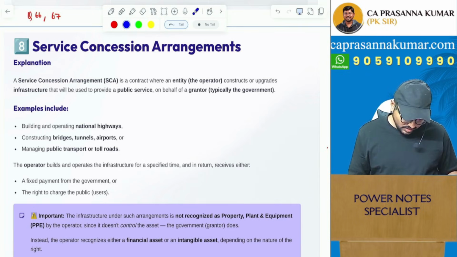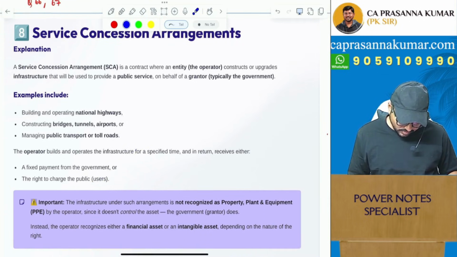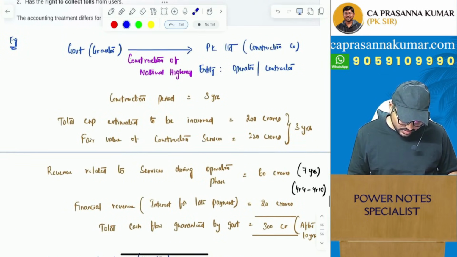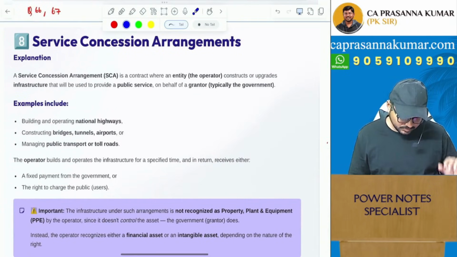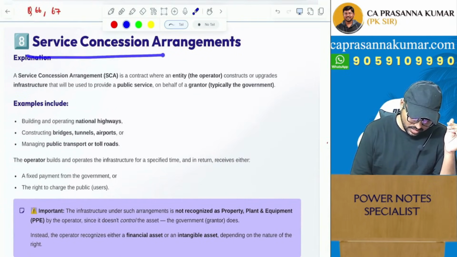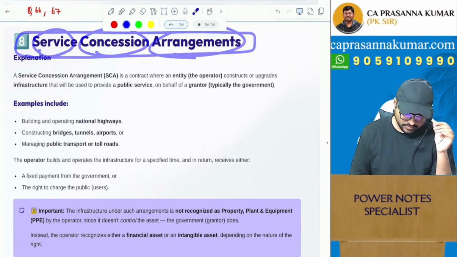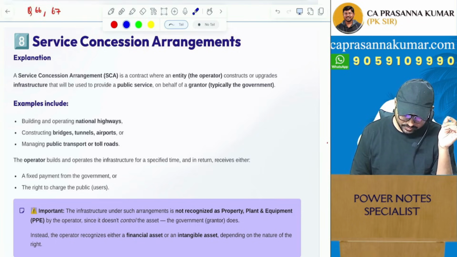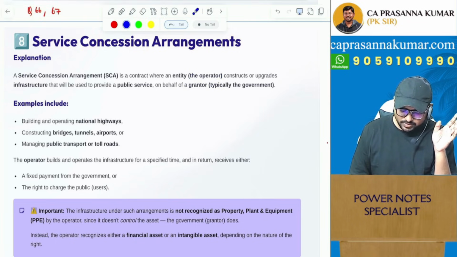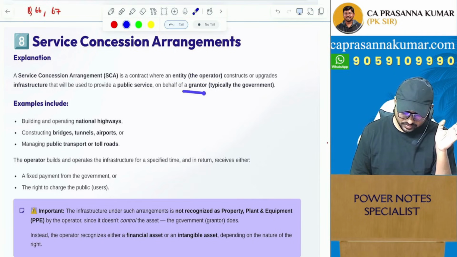All right. Before we start with the example, let's start with this one. First of all, let's try to understand what we mean by service concession arrangement. Basically, it is a contract between two parties. One is the operator, and the other one is the grantor. The operator is the company or the entity. The grantor is the customer.